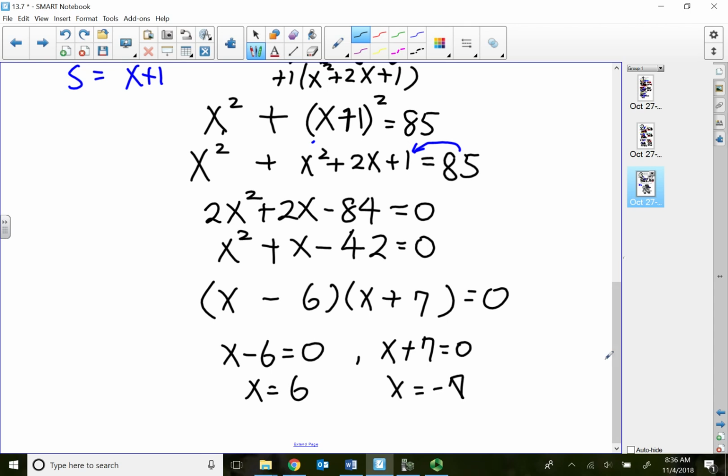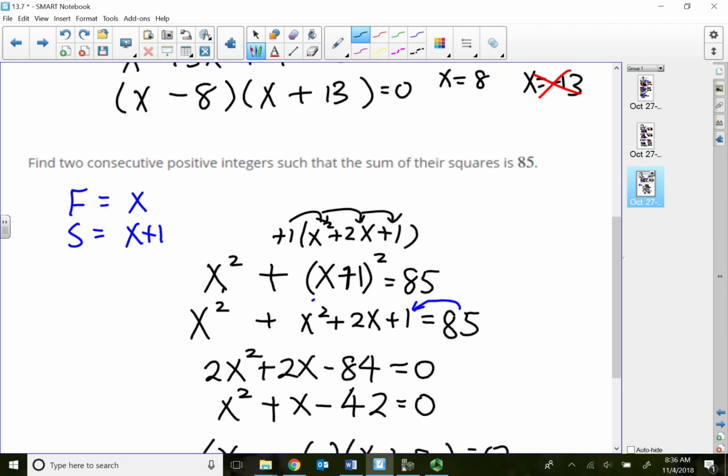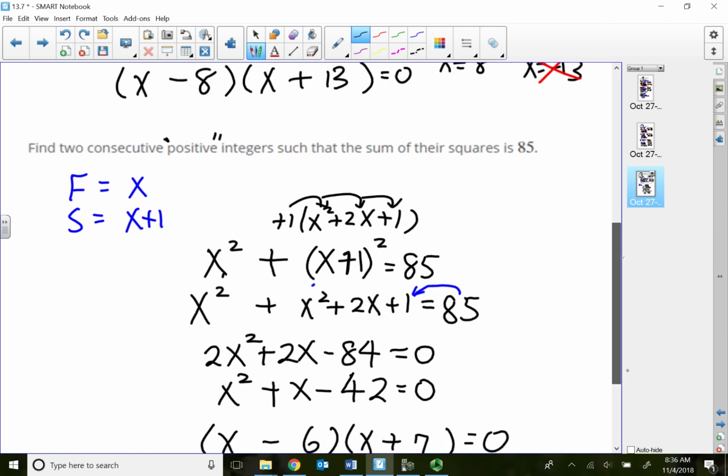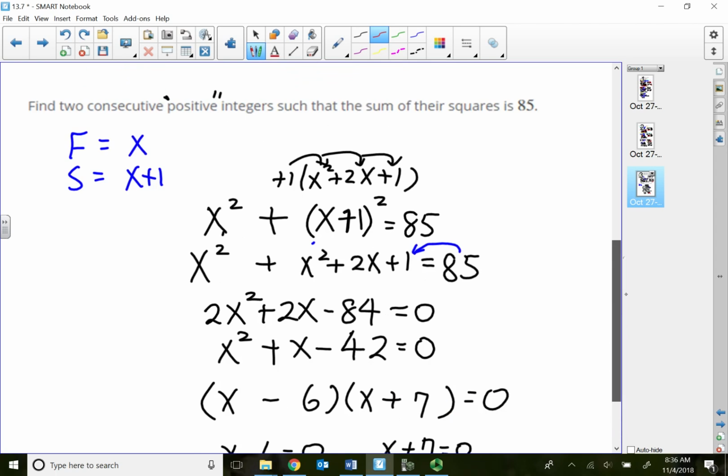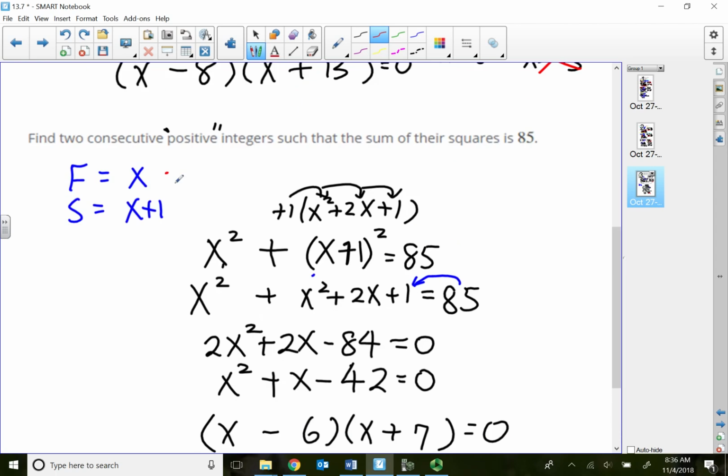Let's see, does the problem say anything about positive integers? From consecutive positive, it does say it's positive again. So that means I cannot use the negative 7. I have to use the positive 6. So my first integer is positive 6. The next consecutive integer has to be 7. So that's my two answers.